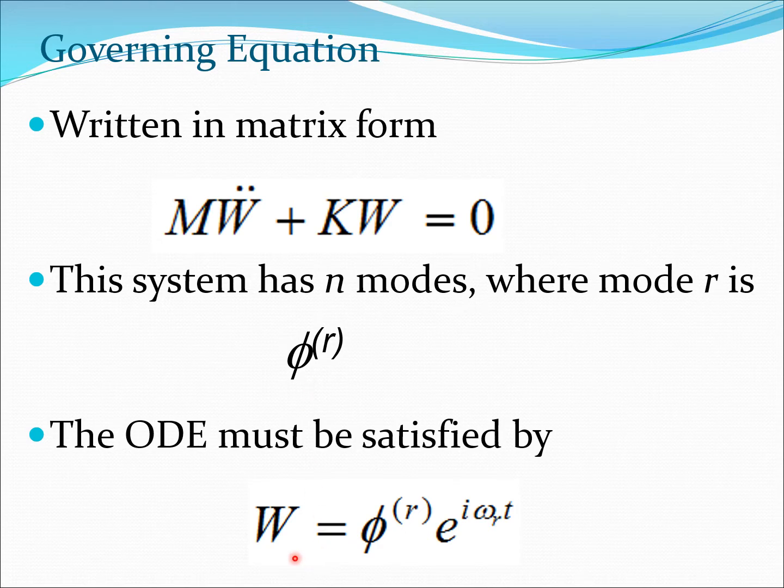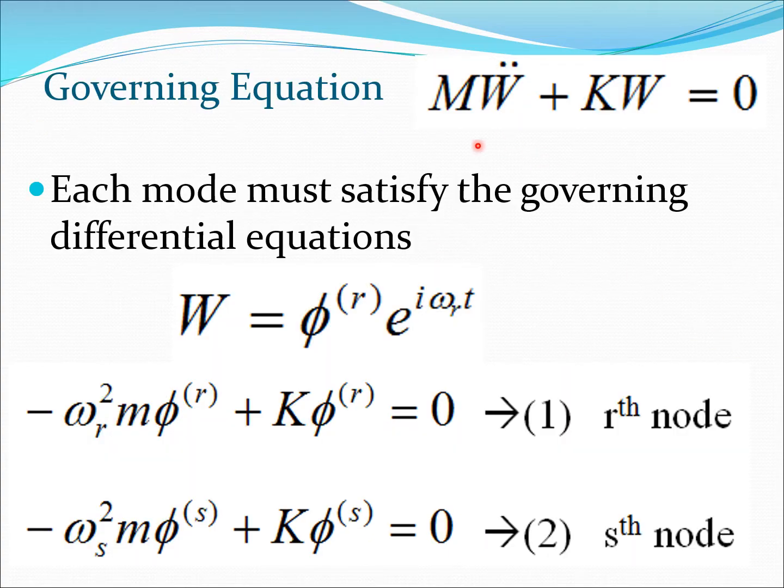So if we were to presume typical harmonic motion and express w in this form, w is phi r into e to the power of i omega r into t, the natural frequency corresponding to mode r, and then substitute this back into the differential equation, it should be satisfied. So that's what we are going to do. We are going to substitute this presumed solution into this differential equation. So let's do that. Let us substitute this solution here. So that is for mode number r.